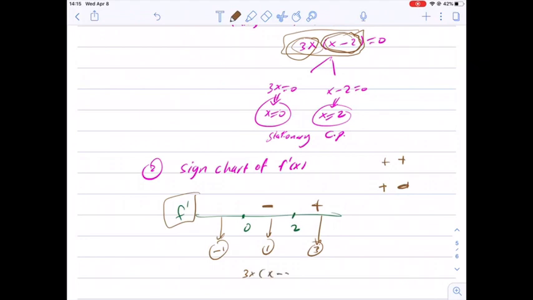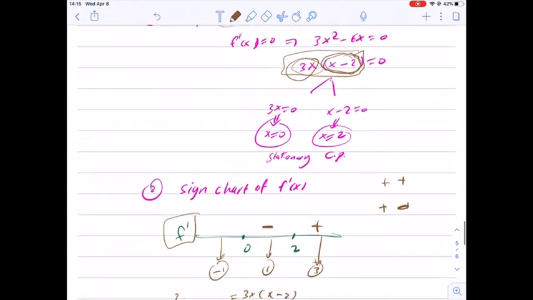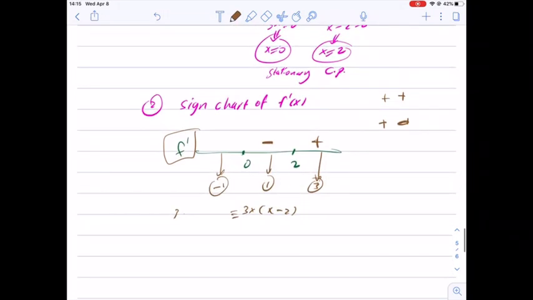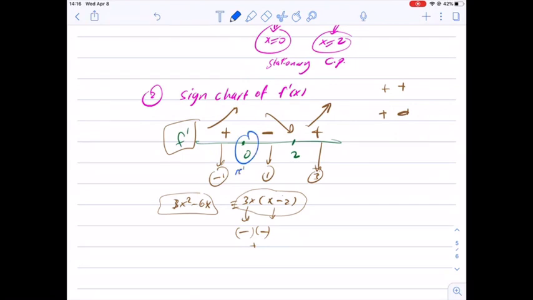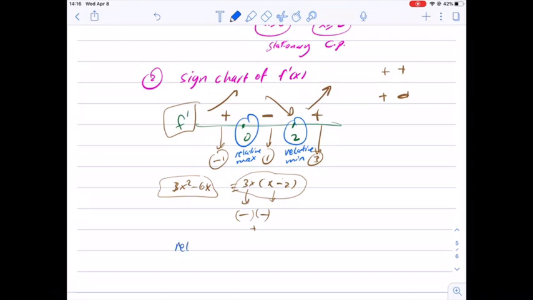Now let's substitute -1 in 3x times x minus 2, which is equivalent to our original derivative function, 3x squared minus 6x. So as I mentioned, it's easier to substitute here to determine the sign than using the original derivative. So substitute -1, 3 times -1 is negative, -1 minus 2 is -3, negative times negative is positive. So it's positive here. It's increasing, decreasing, increasing. So the function has relative max here at 0 and relative minimum at x equals 2.